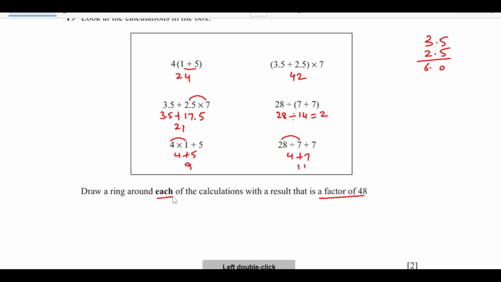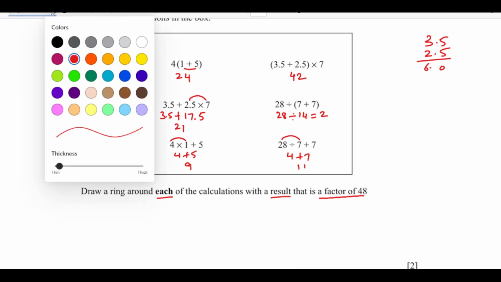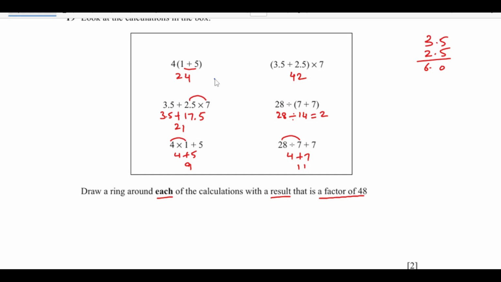So we are looking for a calculation whose result is a factor of 48. 24 is a factor of 48, because 24 times 2 is 48. So this one here, and 42 is not, 21 is not, 9 is not, but 2 is going to be a factor.